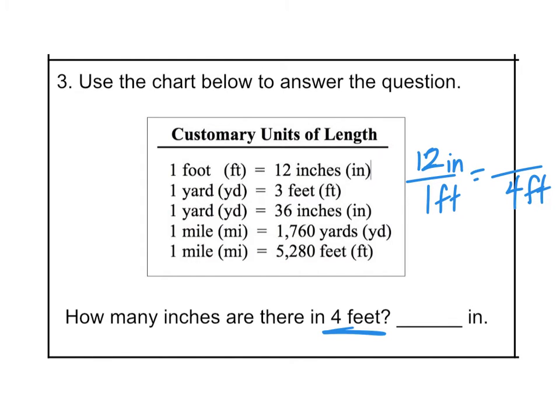1 times 4 gets me to 4. So 12 times 4 is 48. There are 48 inches in 4 feet.